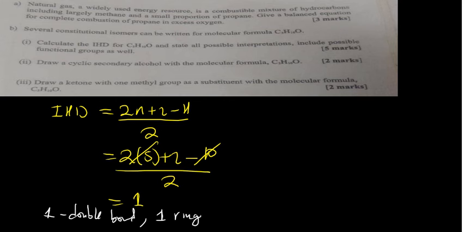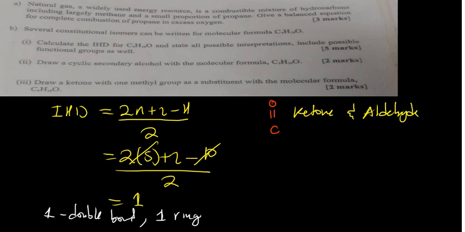So the possible functional groups, let's first look at those functional groups which have got an oxygen and yet they also have a double bond. What functional groups are those? We have got a double bond, a carbon double bonded with an oxygen. This can either be a ketone or an aldehyde. So these are the first two functional groups, ketone and aldehyde.